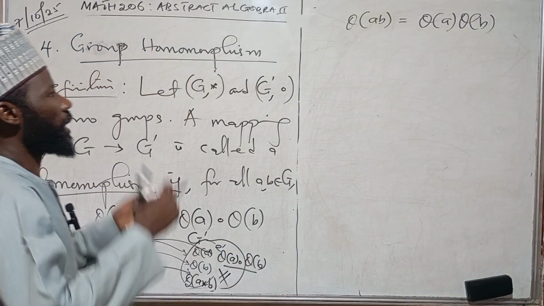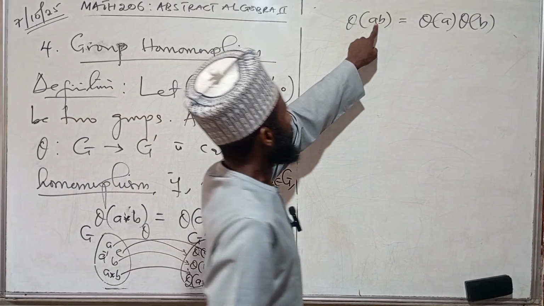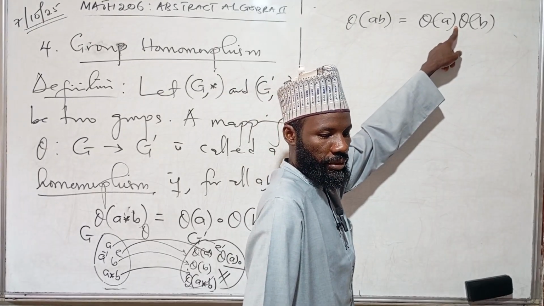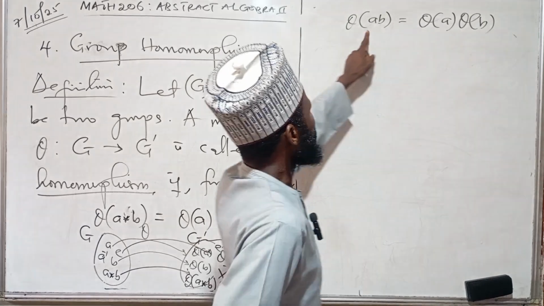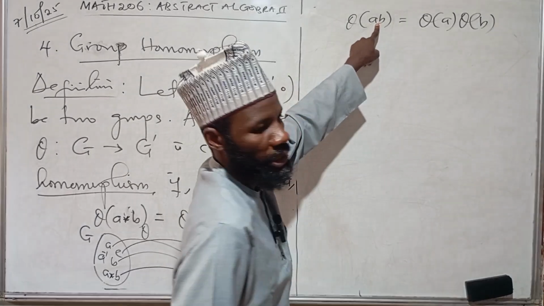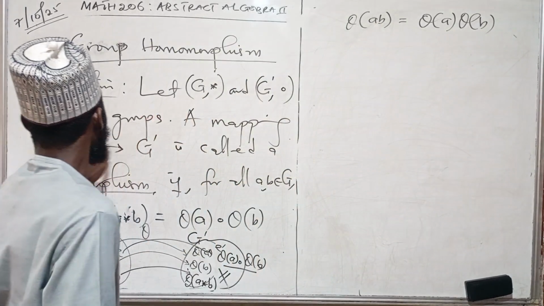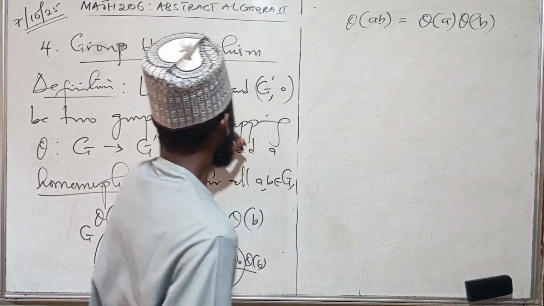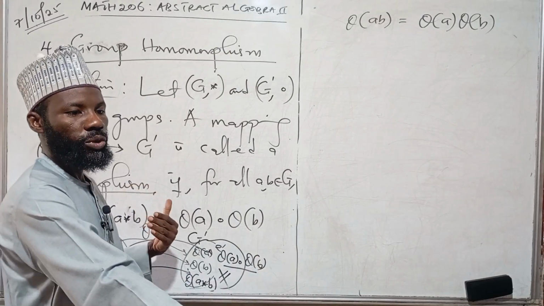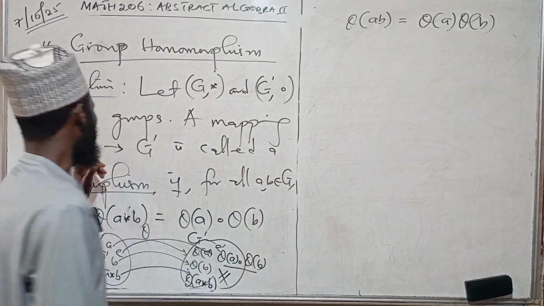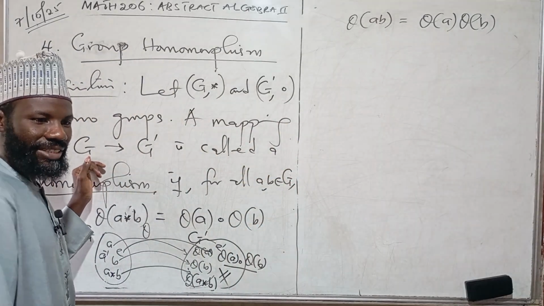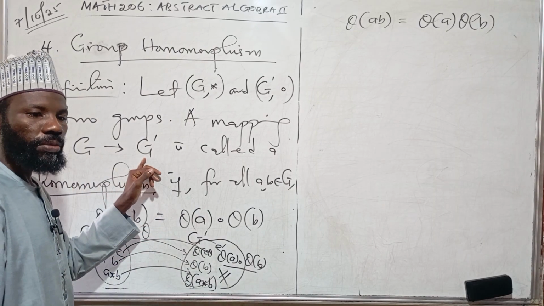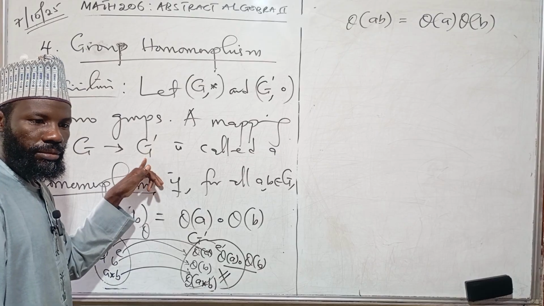Well, meanwhile, it should be understood that the binary operation here is not the same as the binary operation over here on the right-hand side. Why should it be different? Because here you are performing binary operation in the domain, in this group G. And here you are performing binary operation in the codomain, the group G prime. And they may not be the same groups. It may be the group of matrices. So you are talking about product of matrices. And this may be the group of real numbers.